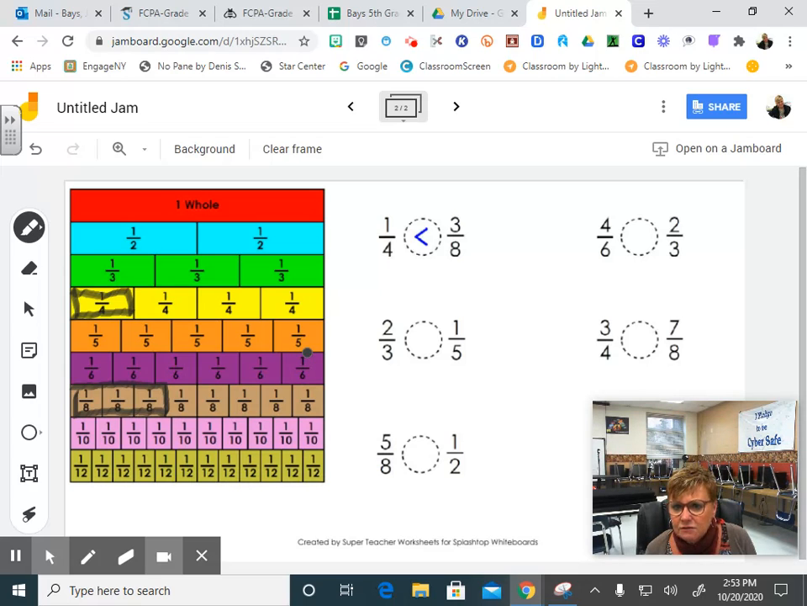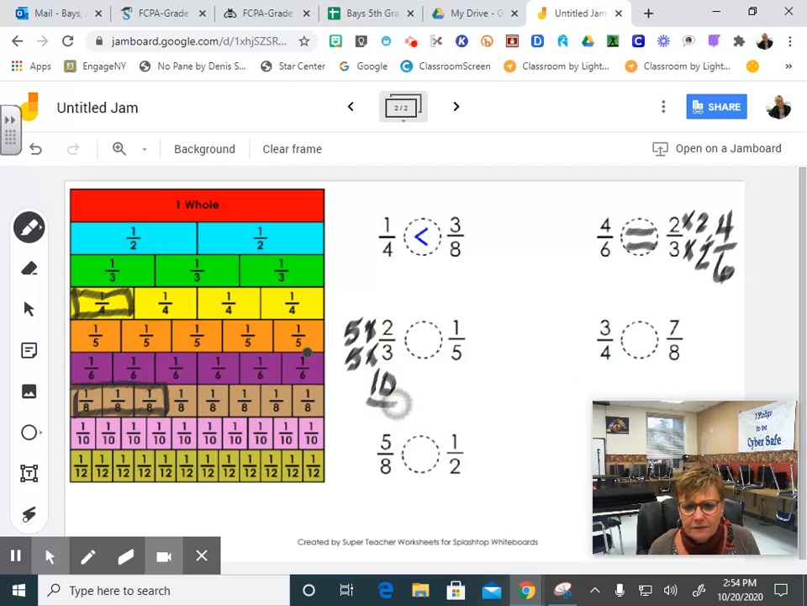So can I turn this 3 into a 6? I sure can. Let's do times 2. Times 2 up here. Now I have 4/6. 4/6 is equal to 4/6. Now down here, I can't turn the 3 into a 5 or the 5 into a 3, but I can multiply them. What if I did this one times 5? 5/5. My new fraction is 10/15. This one I can do times 3. So my new fraction is 3/15. Which is larger, 10/15 or 3/15?